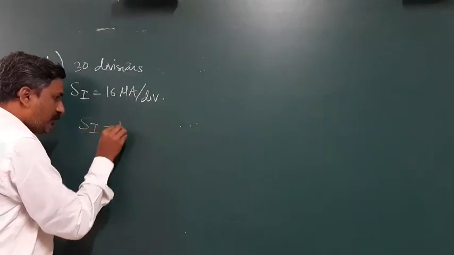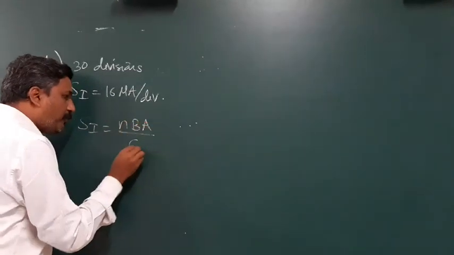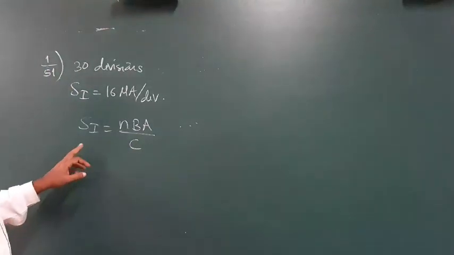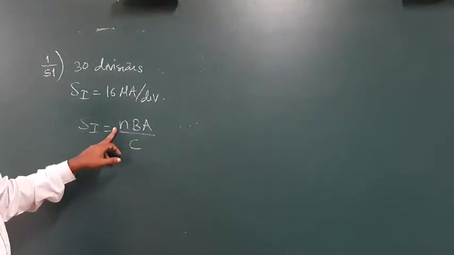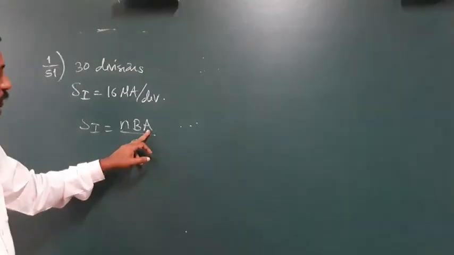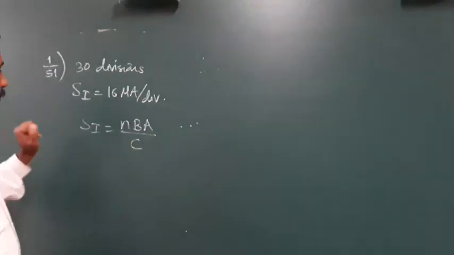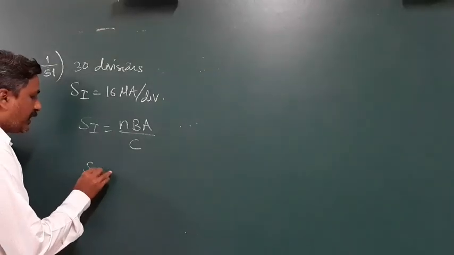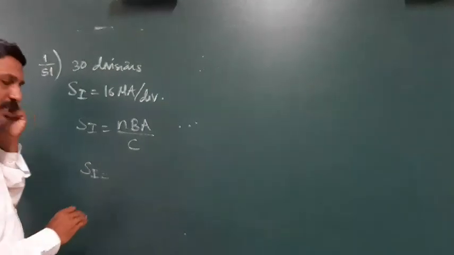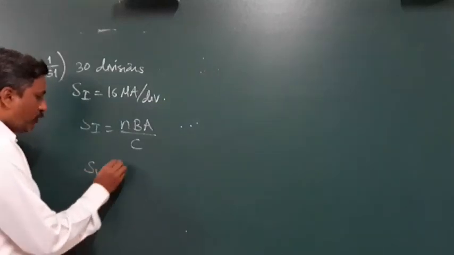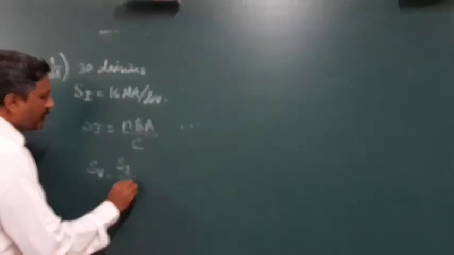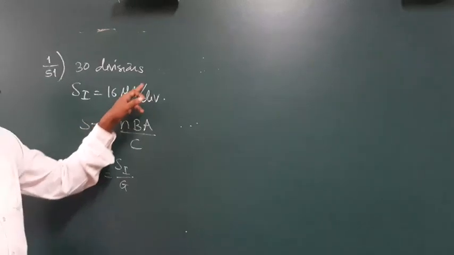Current sensitivity is given by the formula NBA upon C. I am revising the terms also. Current sensitivity increases by increasing the number of turns, by increasing magnetic induction, by increasing the area of the rectangular coil, and by decreasing the torque per unit twist, or the torsional constant. There is one simple relation between current sensitivity and voltage sensitivity: voltage sensitivity equals current sensitivity divided by the resistance of the galvanometer. Here the current sensitivity is expressed in microampere per division.